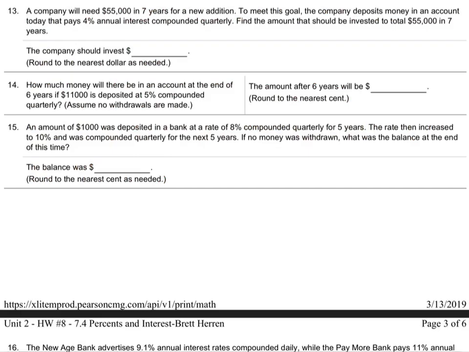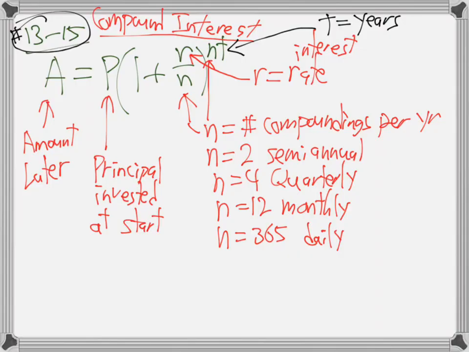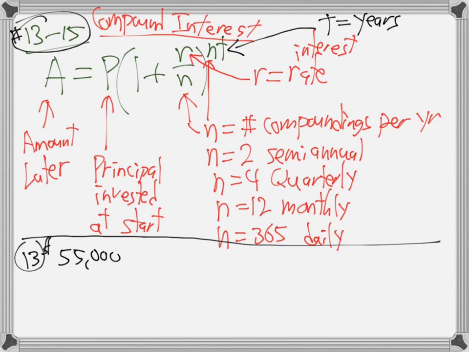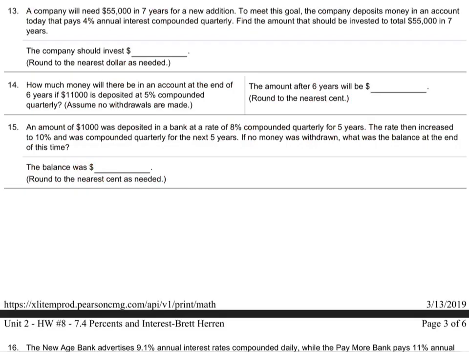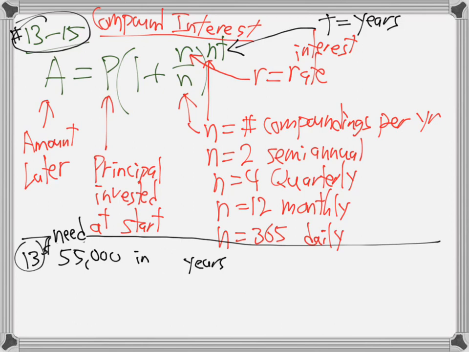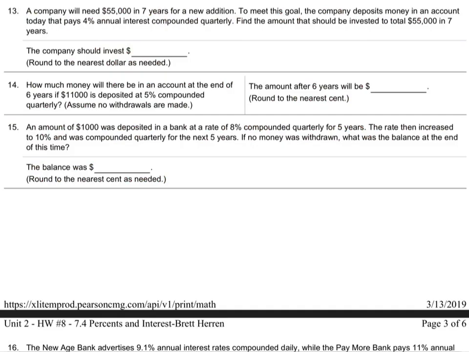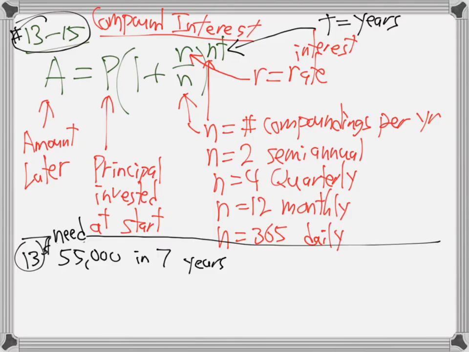Let's try, what does 13 say? Company needs 55,000 in 7 years. Let me write it down. In fact, I'll let you copy that down. So number 13, they need 55,000 in 3 years. No, 7 years. I better read the problem better. In 7 years. To meet this goal, 4% compounded quarterly. How much?